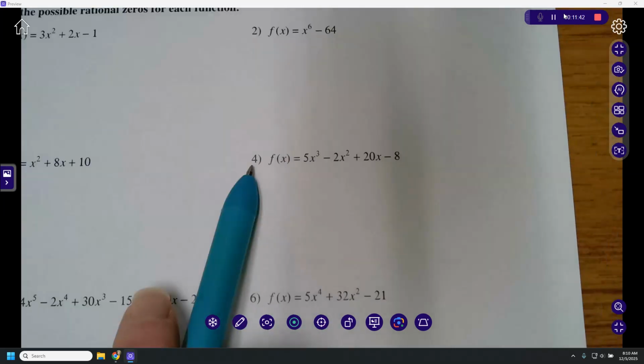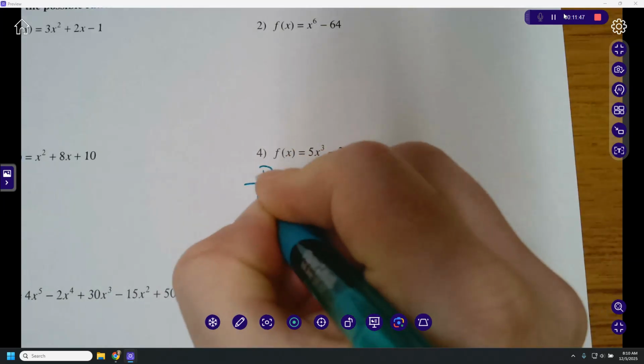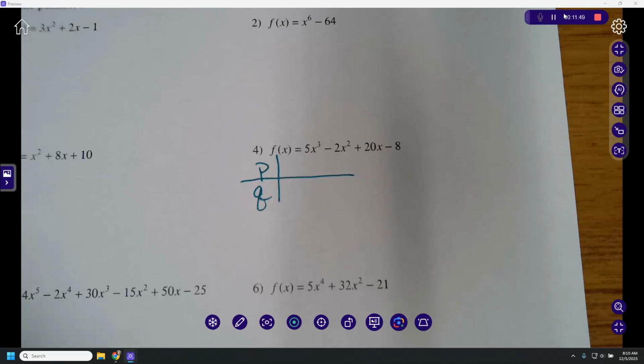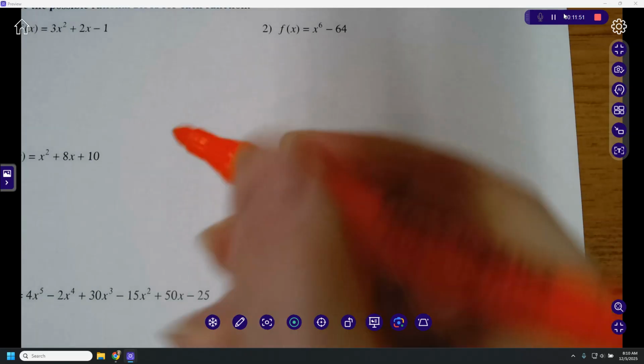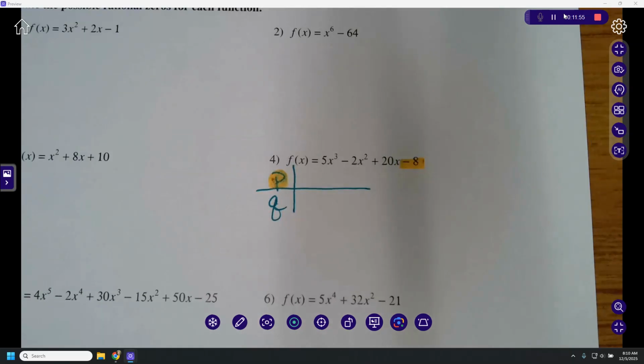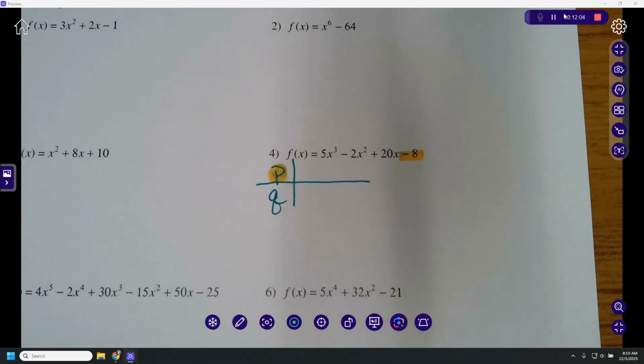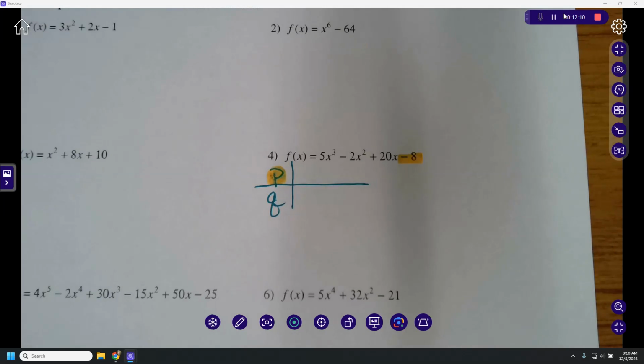All right, so on question 4, we're going to write P over Q. I am going to make sure, because sometimes people flip them around. For some reason, they want to do the leading coefficient first, but it's actually the last thing that goes on top. All right, we have to list all the factors of -8. Let's go. Just shout them out.